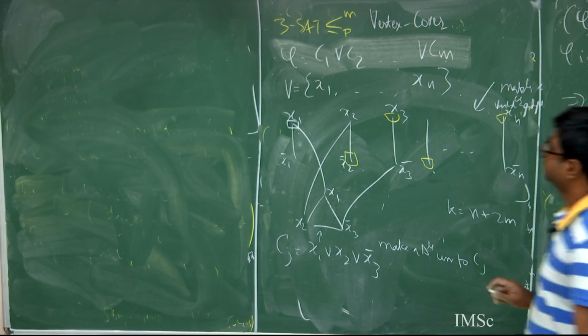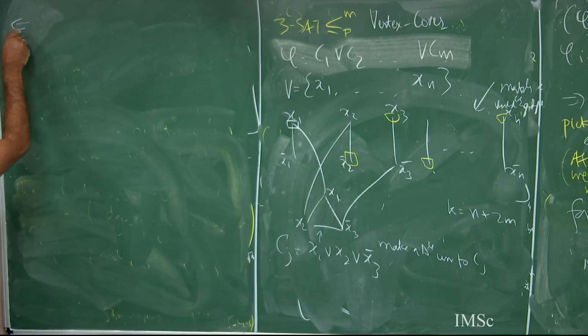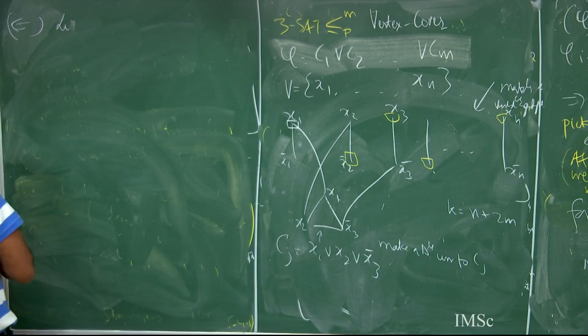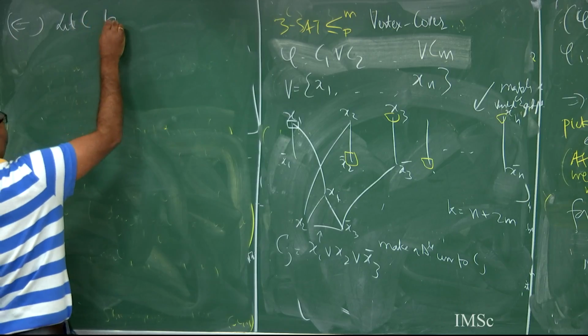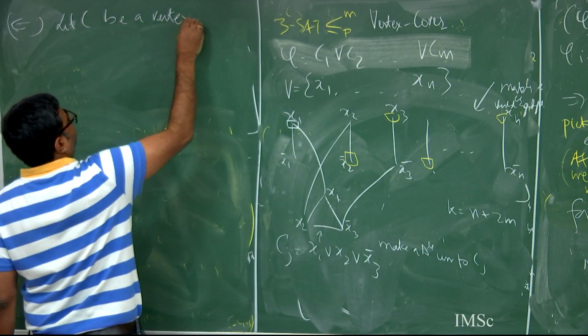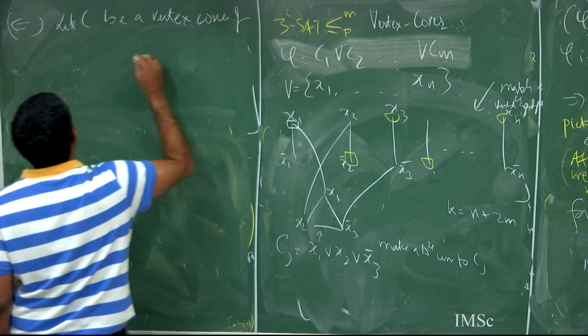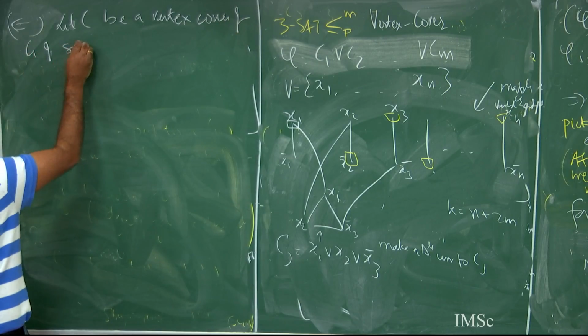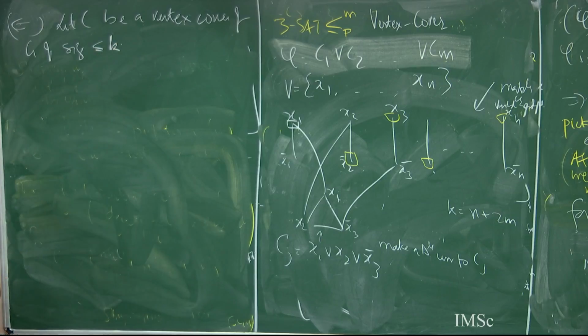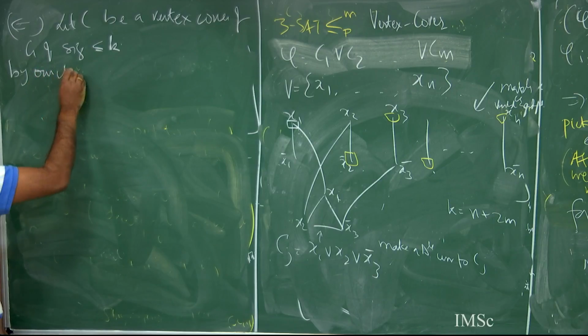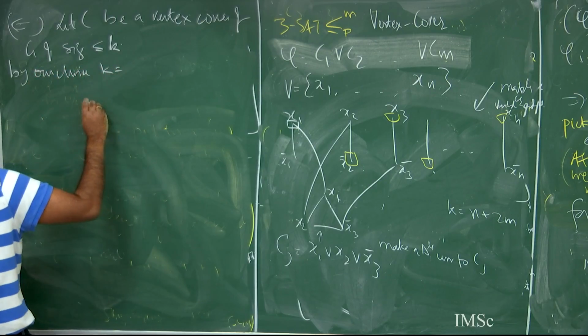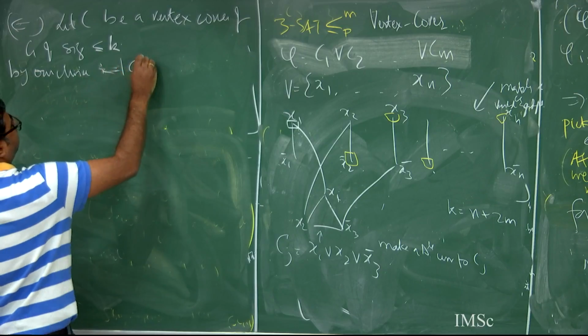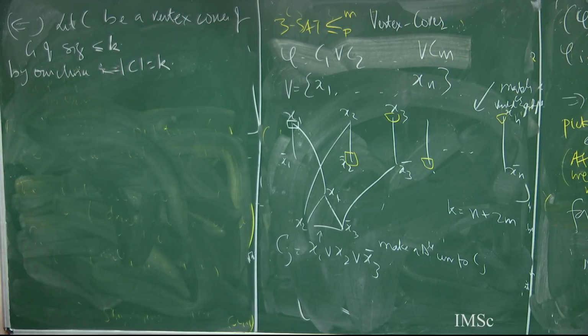Okay. What is the reverse direction? Let's see. Let C be a vertex cover of G of size at most k, right? By our choice, k is equal to k. By our choice, the cardinality of C is actually equal to k, because locally you have to pick this much, so you have to pick exactly this many here.